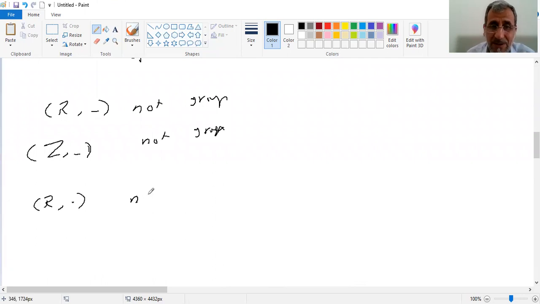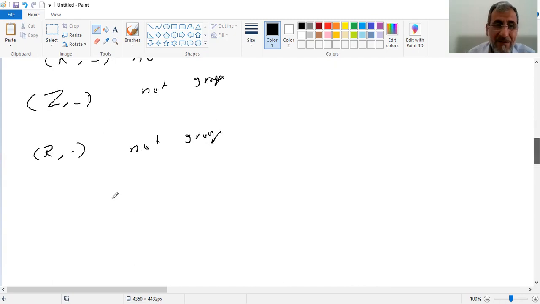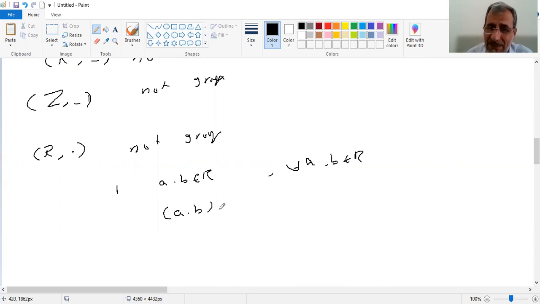This one also is not a group. Why not a group? We have the identity, which is 1. But first, if we multiply any two real numbers, clearly we get a real number, for all A, B in R. And clearly A times B times C is the same as A times B times C. This one also holds for all A, B, C in R.